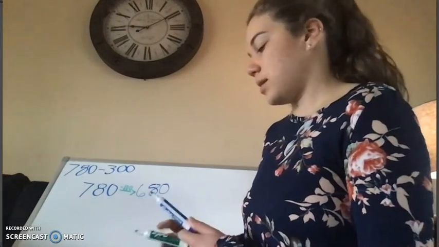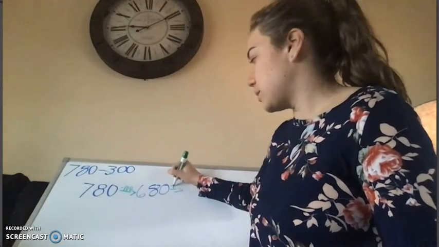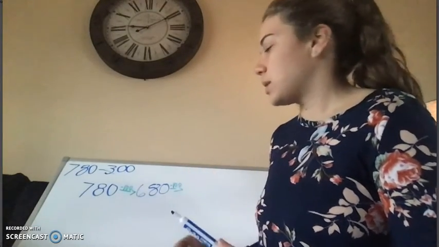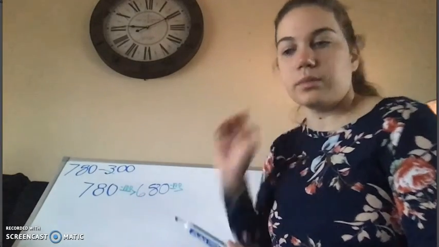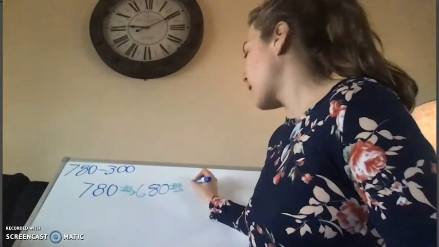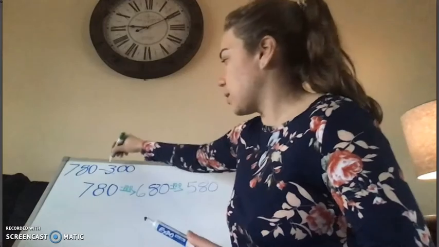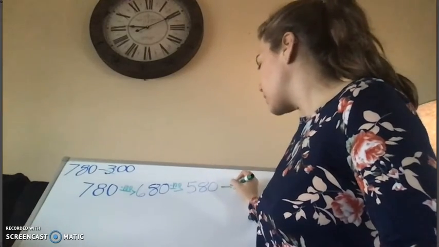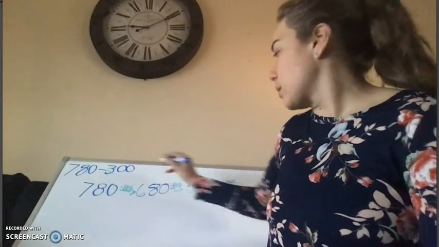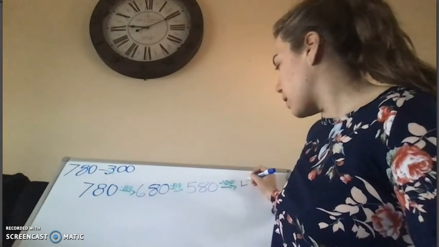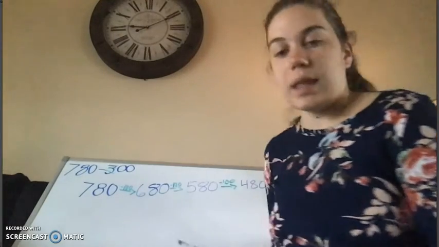Now, that's 100 we've taken away. Now we take away our second 100. What's our answer going to be? Remember, you're taking 1 away from the hundreds place. Okay, it's going to be 580. And now you're taking away 2 hundreds. Now you have to take away 1 more 100. It's going to be what? Good, 480. So you've done that.